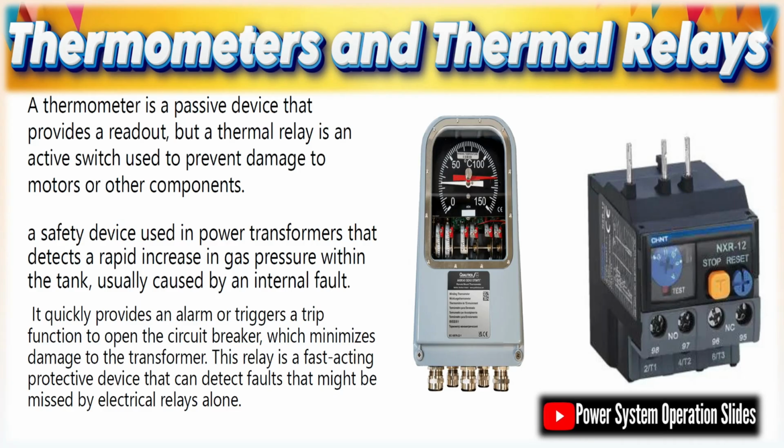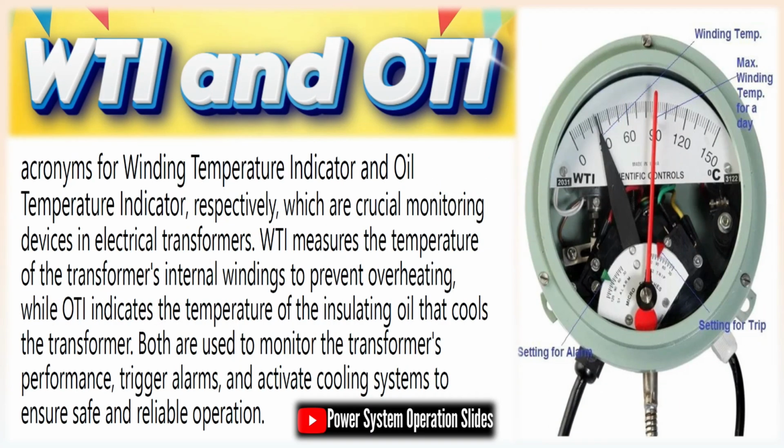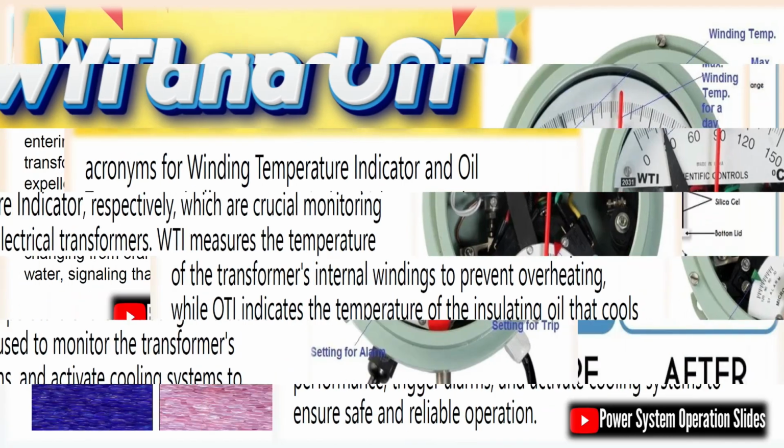Difference: rupture disc versus sudden pressure relay. A rupture disc physically vents pressure, while a sudden pressure relay detects pressure rise electrically. The disc protects mechanically against tank rupture. The relay initiates protective tripping. Both address internal faults but via different mechanisms.